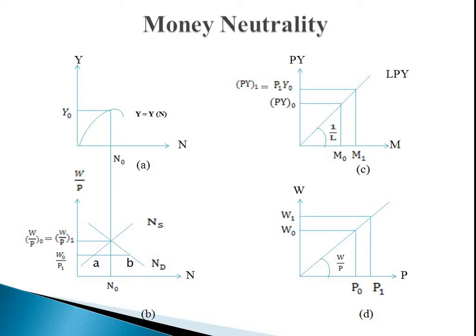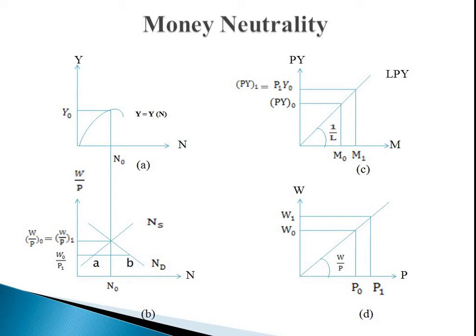From parts A and B, we can easily determine the equilibrium values of the real variables, that is level of employment N0, real wage rate W by P0, and real output Y0. And from the monetary parts, we can determine the equilibrium values of the monetary variables, that is price level P0 and money wages W0. You can go through the previous video to understand how the equilibrium values of the variables are determined. Now let us consider an increase in exogenously given money supply.